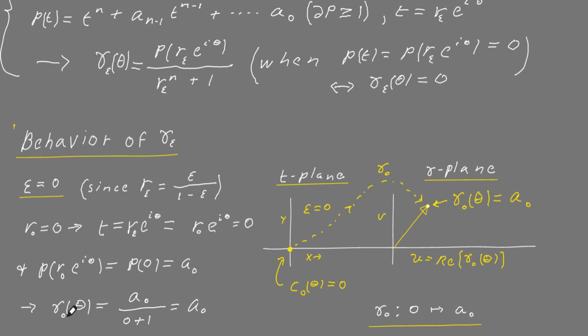So gamma sub 0 of theta is going to be p, which is just a0 now, over r sub epsilon, which is r sub 0, which is 0. So you have 0 raised to the n, which is 0 plus 1. So gamma sub 0 is going to be equal to a sub 0. So gamma is now going to map the point t equal to 0 in the t-plane over to the point a0 in the gamma plane.